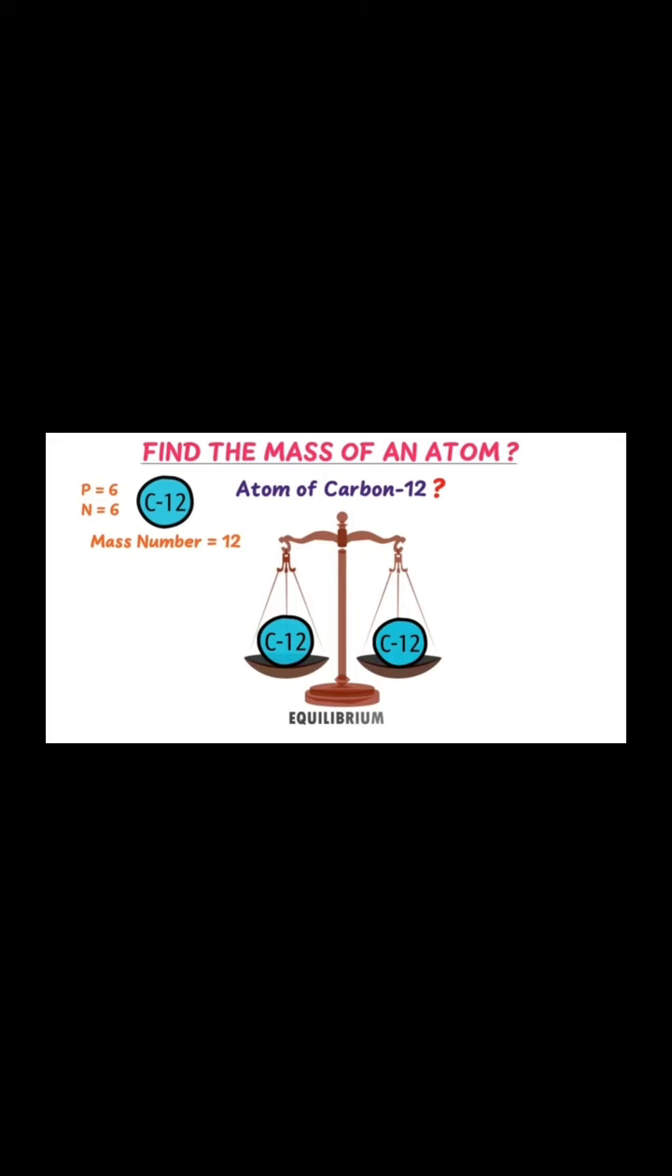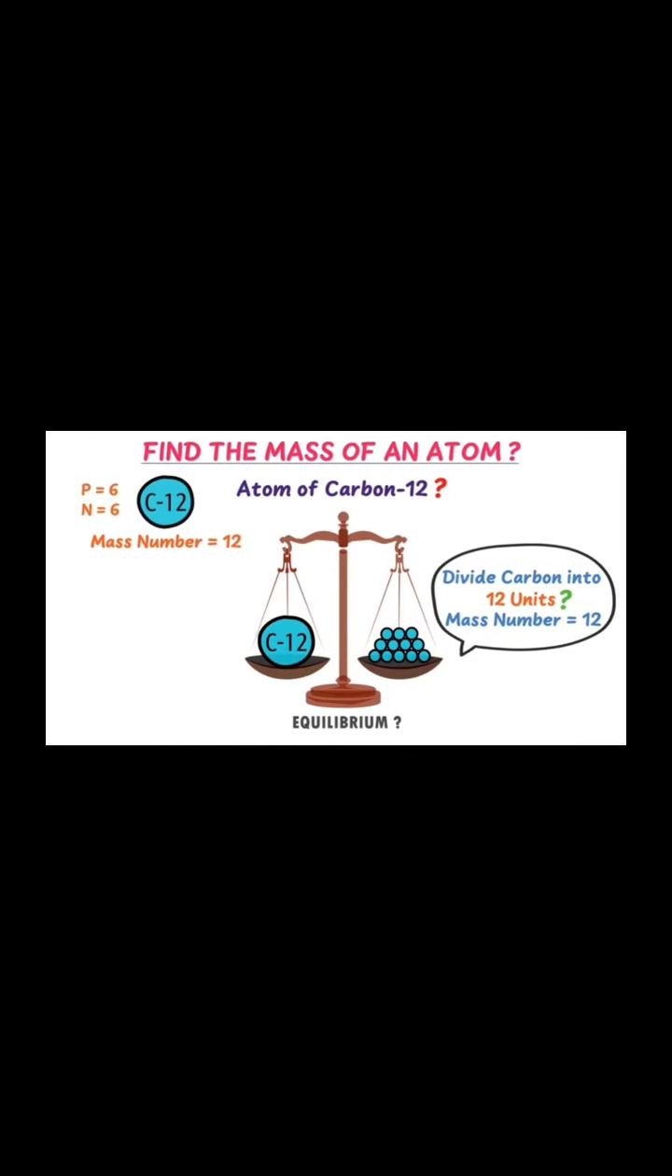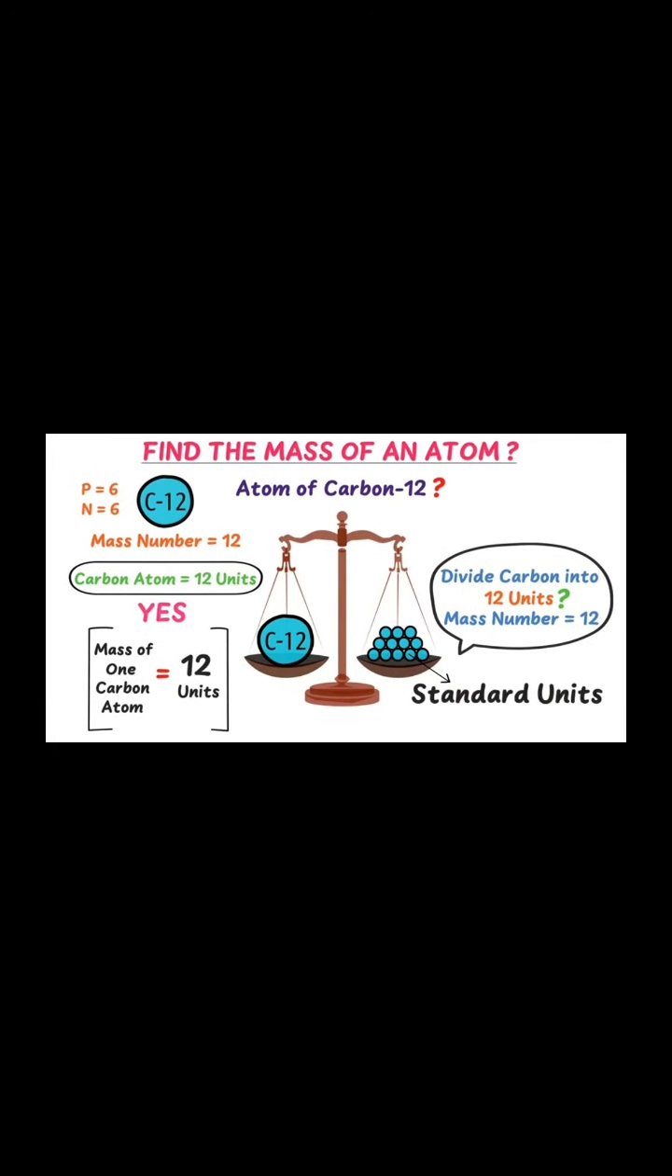If you place 2 carbon-12 atoms on both sides of the balance, it will be in equilibrium. Now, let's divide 1 carbon-12 atom into 12 units. Why are we dividing into 12 units? Because its mass number is 12. Is the balance in equilibrium? Yes. The mass of 1 carbon atom is equal to 12 units.